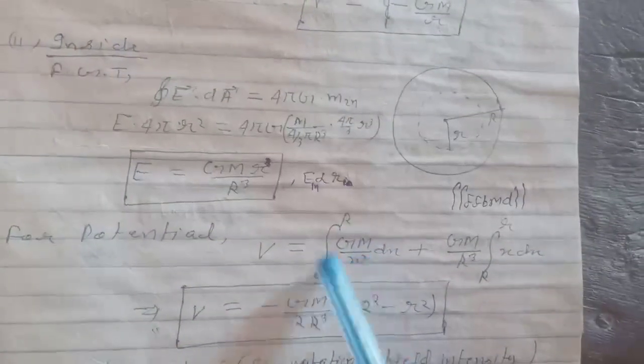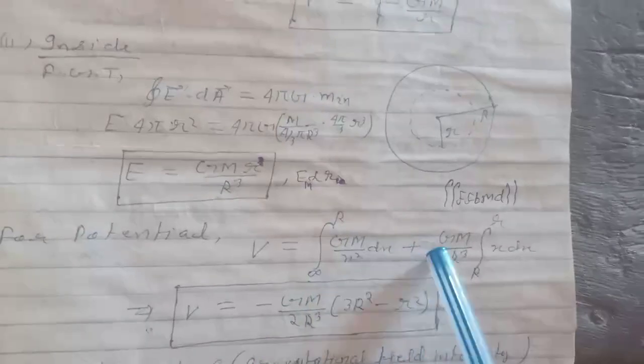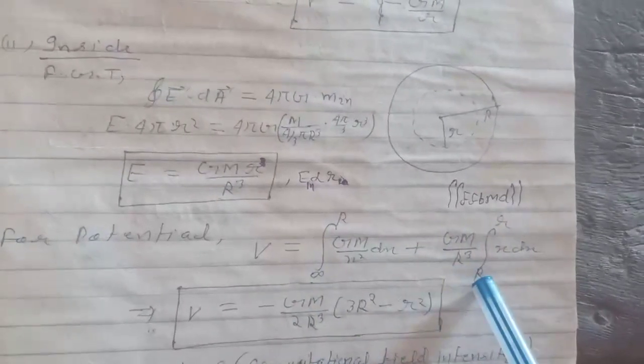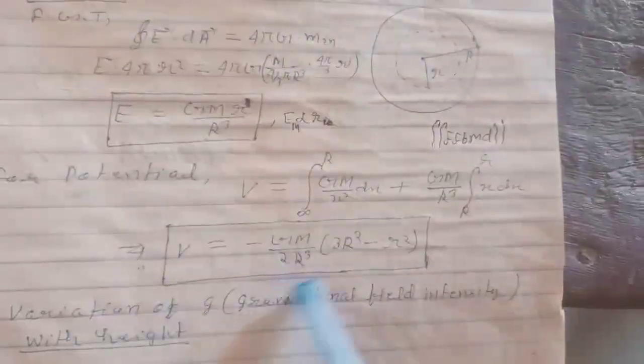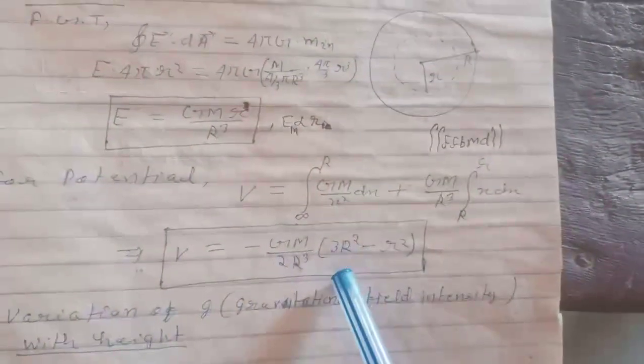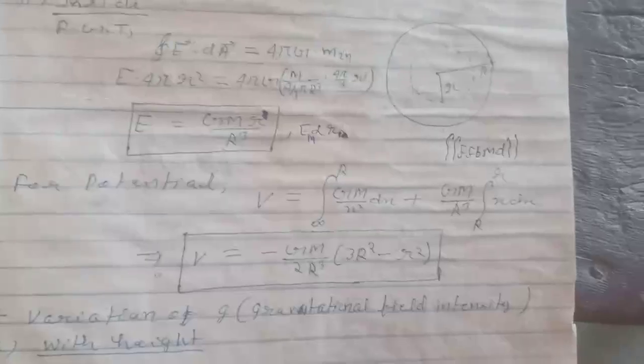Now for potential, V equals the integration from infinity to R of G m by x square dx plus G m by R cube times the integration from R to r of x dx, or V equals minus G m by 2 R cube times the bracket 3 R square minus r square. Answer.